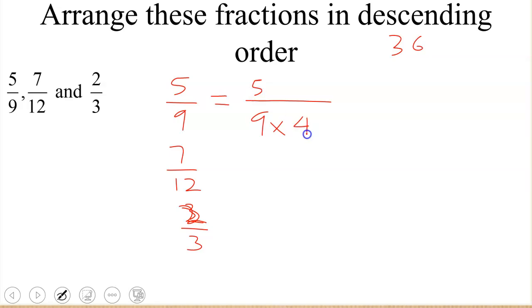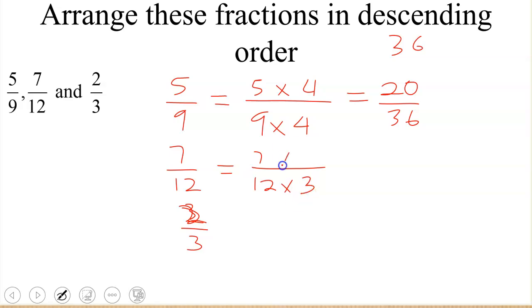Of course, 9 times 4 will give us 36. So we multiply both the numerator and denominator by the same 4. And that is going to give us 20 divided by 36. Then this one too, we are going to say 7 divided by 12. 12 times what will give us 36? That's 12 times 3. So the same 3 here. And that will be 21 divided by 36.